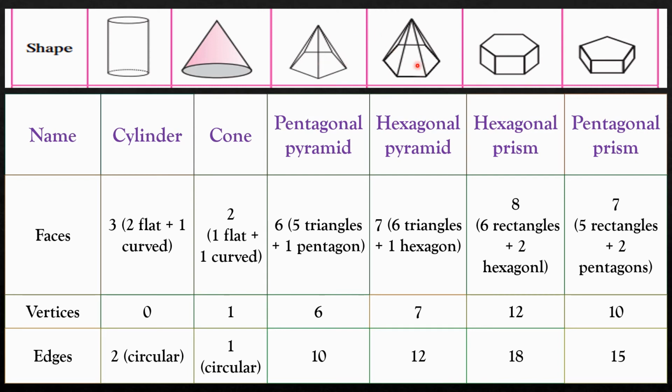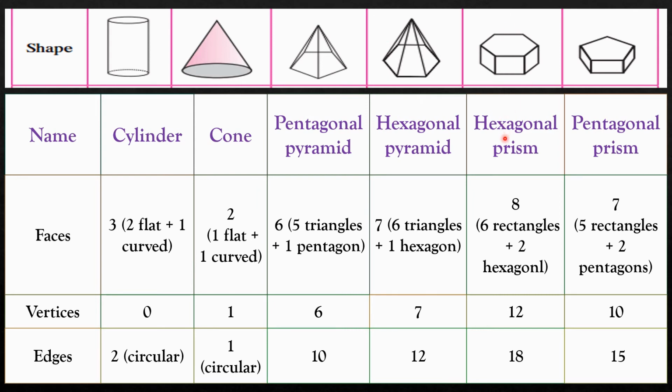Now the fourth one is hexagonal pyramid. Here you can see the hexagonal pyramid. It has 7 faces: 6 triangles and 1 hexagonal face, so a total of 7 faces. Hexagonal pyramid has 7 vertices and 12 edges. So hexagonal pyramid has 7 faces, 7 vertices and 12 edges.